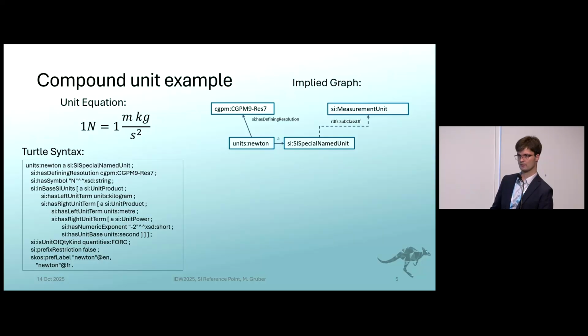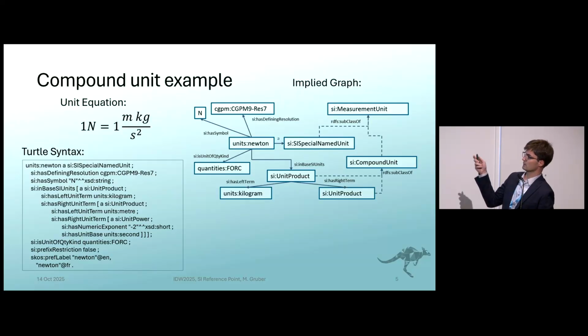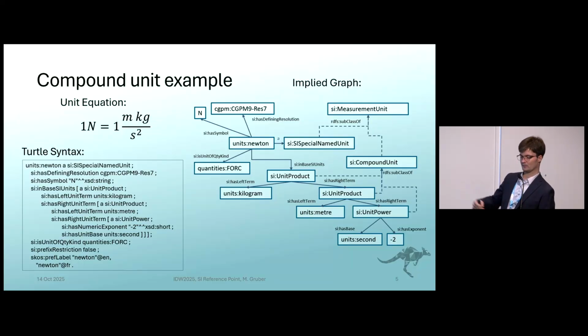We have the link to the specific resolution where it was defined. We have a symbol, mostly for backwards compatibility. We also can link it to certain quantities that are measured in that unit. And then we can provide the Newton in a base SI representation. And this is where these compound units, or these more or less mathematical expressions of a unit, come into play. So we say, okay, the Newton is in base units a unit product of 2 other things. And then because we have left and right terms, we can also have another product, and then we have a product with a unit power. So you see how that trickles down and captures the full knowledge here.